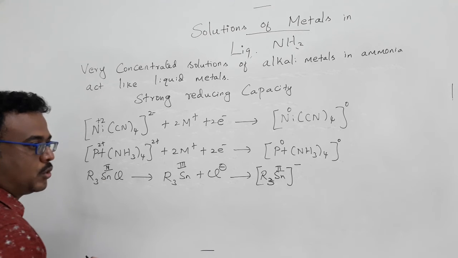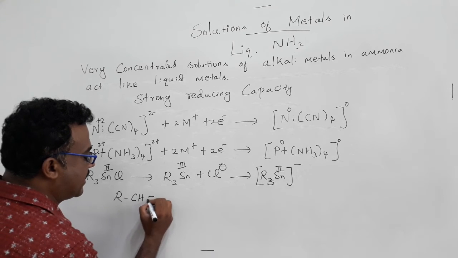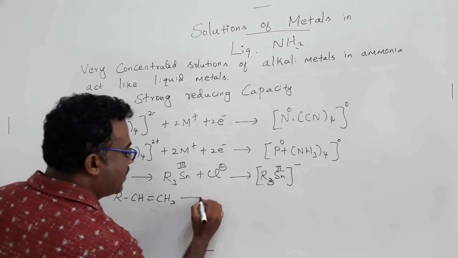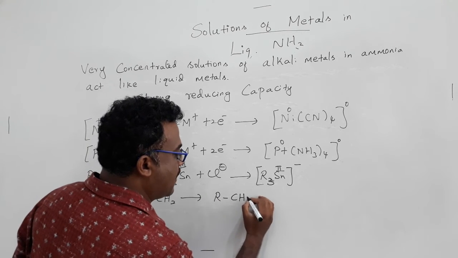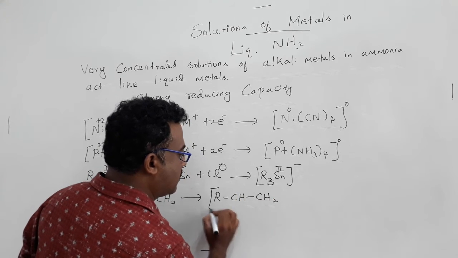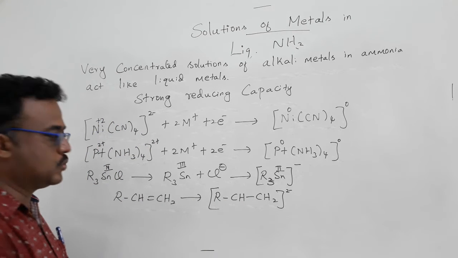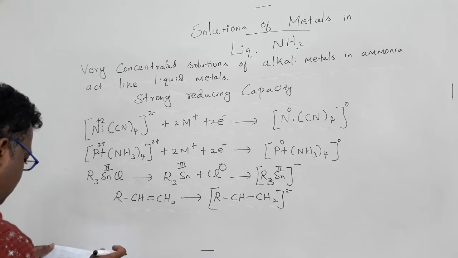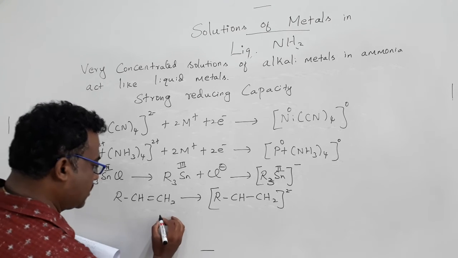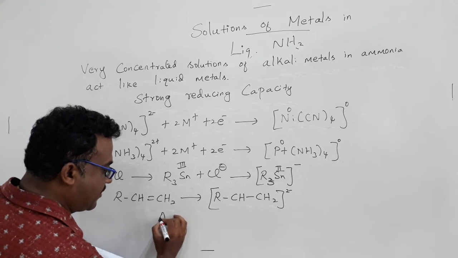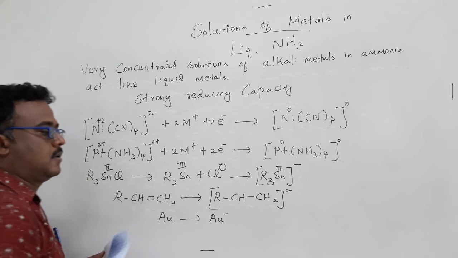Other than that, you can also do some more reactions. For example, you can react with alkene. Alkene, if you react with the metal in liquid ammonia or metal ammoniate, you can get back the corresponding alkane if you protonate it. Here, the pi bond is getting reduced. Then you can react with gold. Gold with the metal ammoniate can give Au minus.